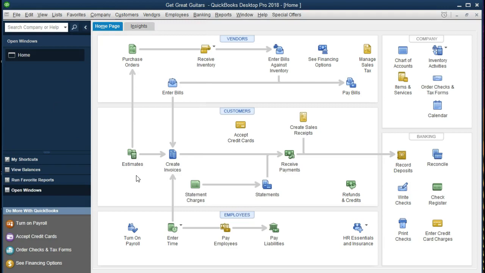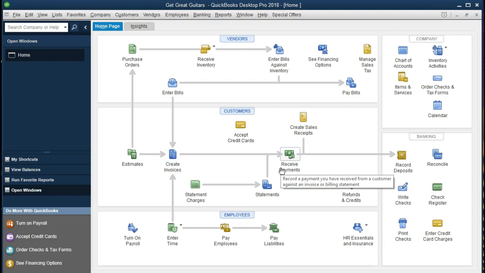Now we're working down here in the customer section because typically we're going to receive payment right here from the customer. So that's what we're going to do now. We're going to get the payment from the customer. Now that implies, of course, that in the past we must have created an invoice. So we invoice the customer, now we're going to receive payment.